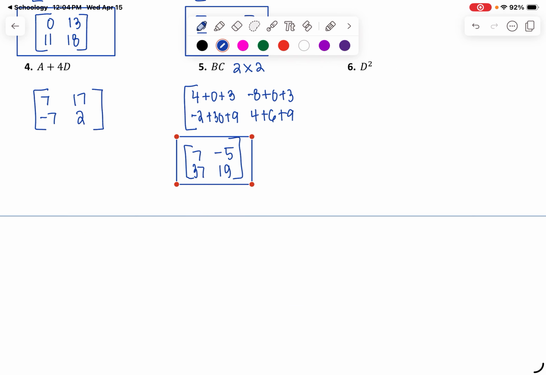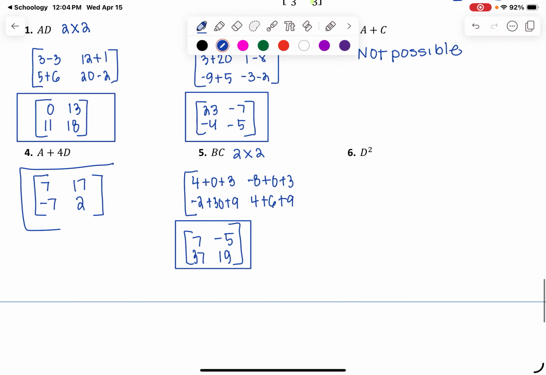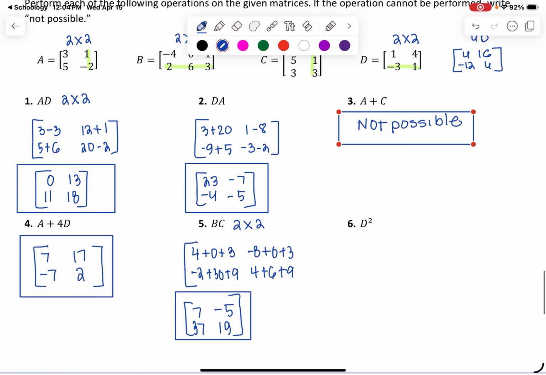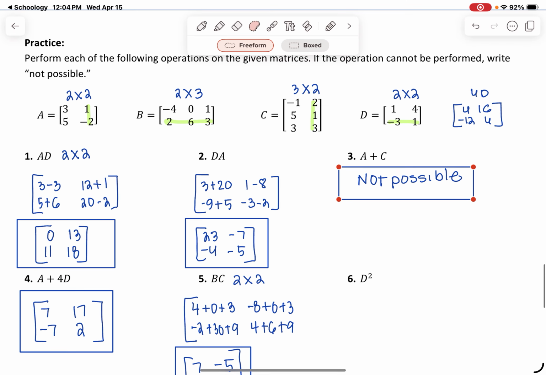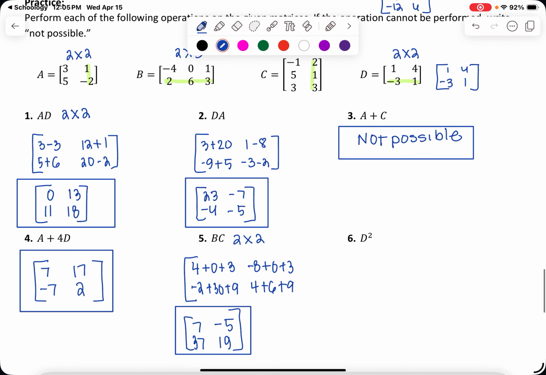Here's this answer. I don't really need to box it since it's everything. Not possible. Okay, last one, D squared. So D times D. I'm going to move this 4D out of the way. And I'm going to write D next to D so I don't mess this up. 1, 4, -3, 1. So it's a 2 by 2 times a 2 by 2. I'm going to get a 2 by 2.